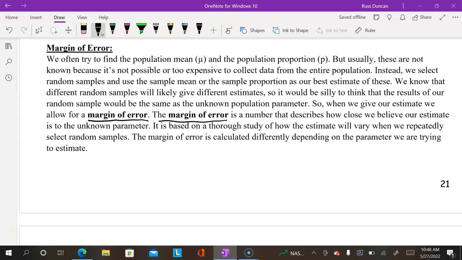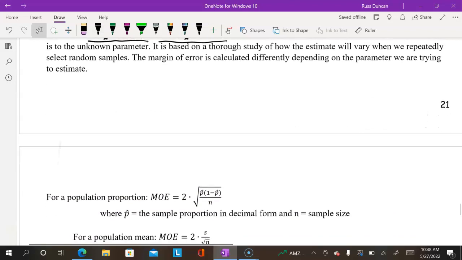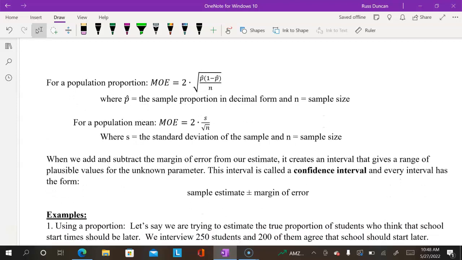And the margin of error is a number that describes how close we believe our estimate is to the unknown parameter. So like, how close are we? Okay, so we study and we figure out what the margin of error is. We calculate it depending on the parameters we're estimating. So for population proportion, our margin of error formula would be 2 times the square root of the probability times 1 minus the probability over the sample size.